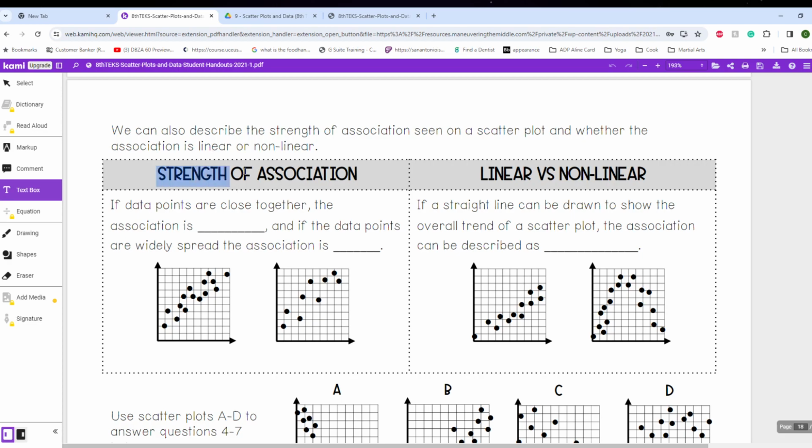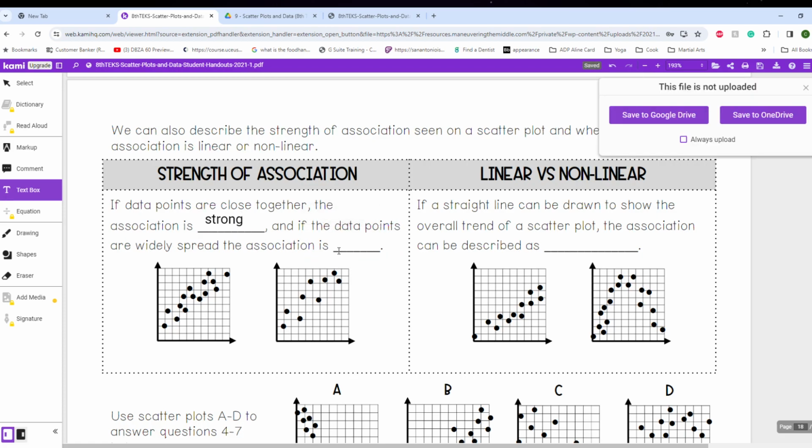But putting that aside, strength of an association. If the data points are close together, the association is strong. So strong. Not strong, but just strong.